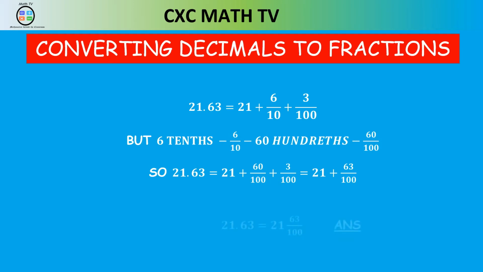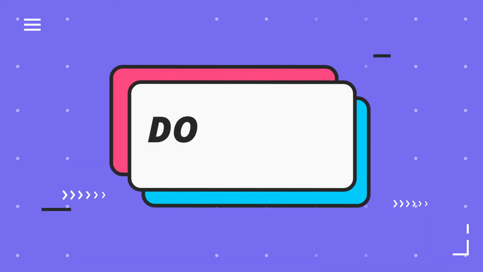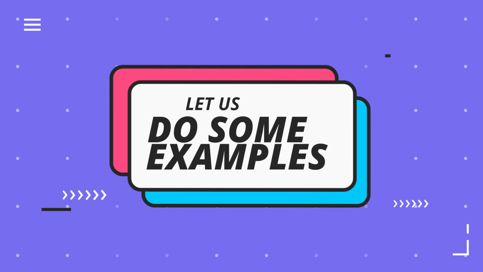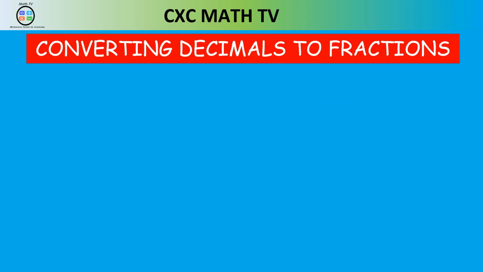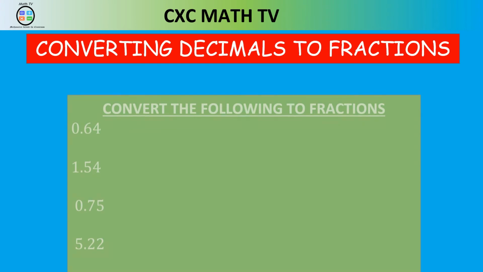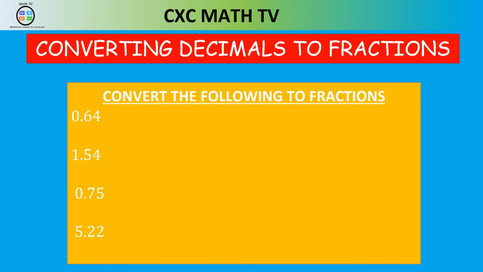And so 21.63, oftentimes we're going to remove the plus sign and just write 21 and 63 over 100 to leave it as a mixed fraction. So that's all we do to convert decimals to fractions. Of course, we know that afterwards we're going to have to simplify. So let's convert some decimals to fractions. Let's convert these: 0.64, 1.54, 0.75, and 5.22.